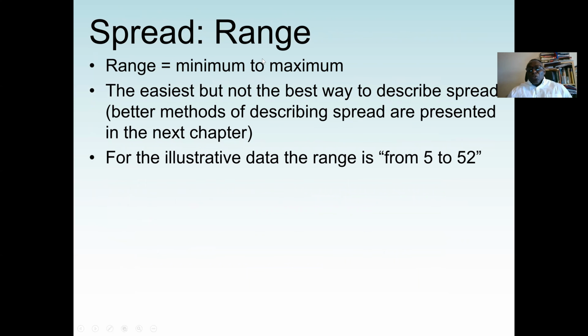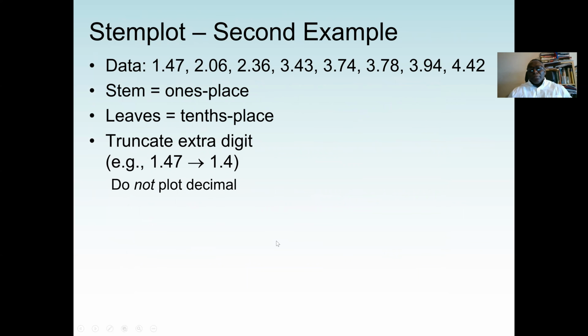Also, to find the range, we find the difference of the maximum and minimum value, and that will give us the range, which also tells us the spread of the data.